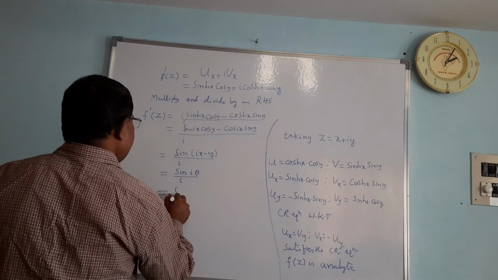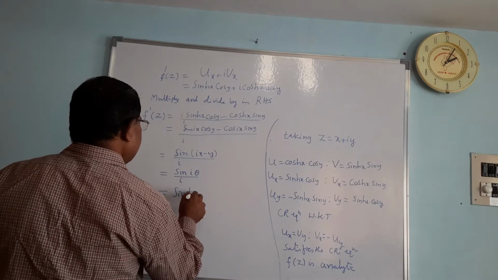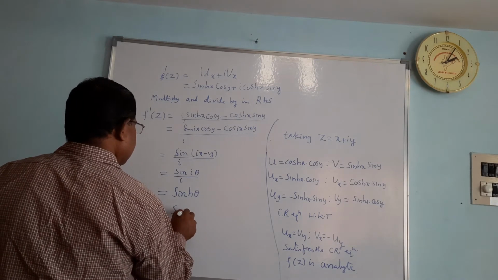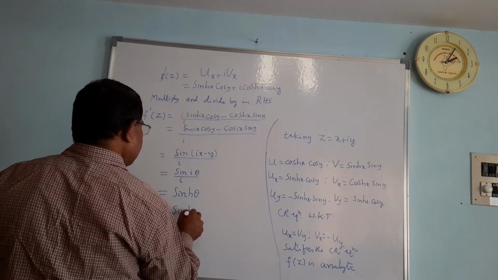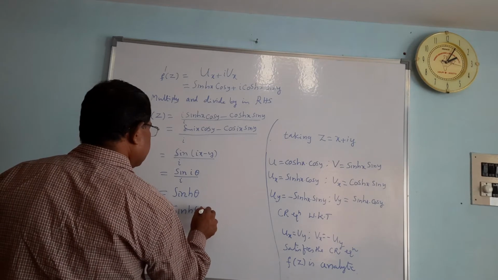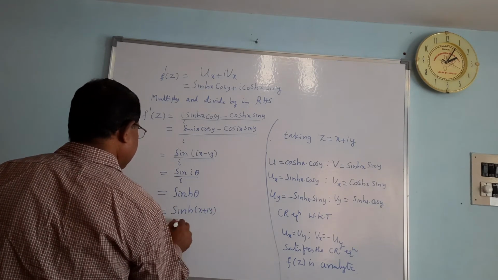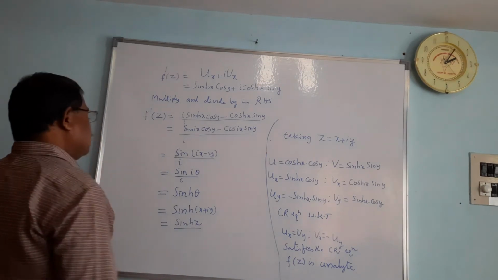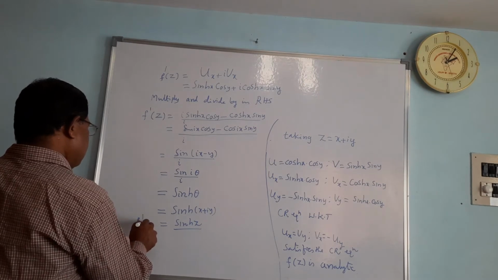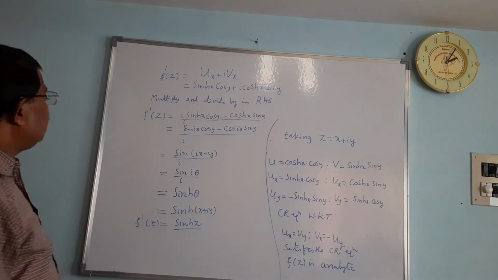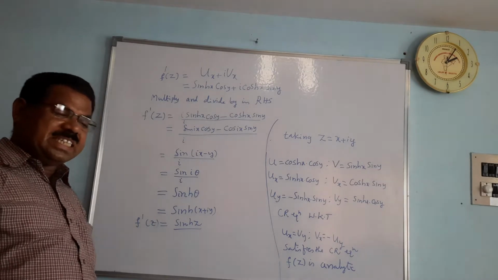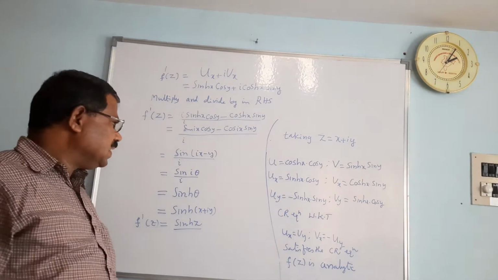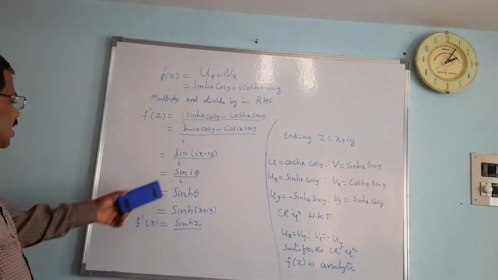Therefore, theta is x plus iy. Therefore, f dash z is sin hz. Derivatives is sin hz. Already, we have discussed this.